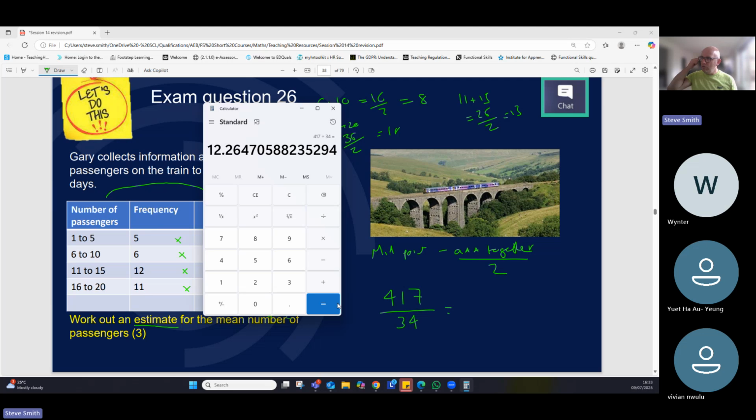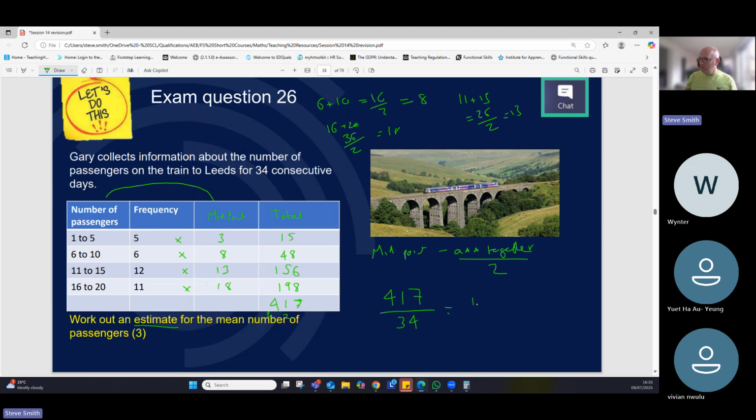12.26. Wow. Okay. And if you think about trains in the countryside, that's probably not far. That could be real data, where there's only 12 people on a train. Believe you me.